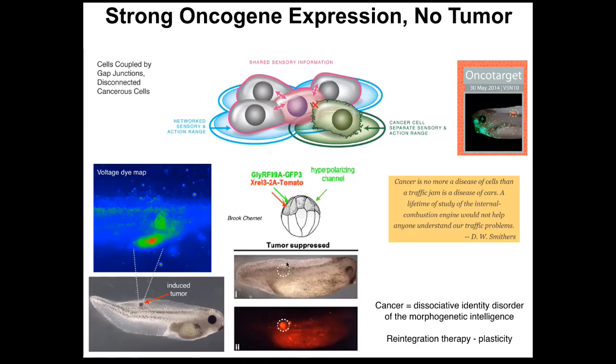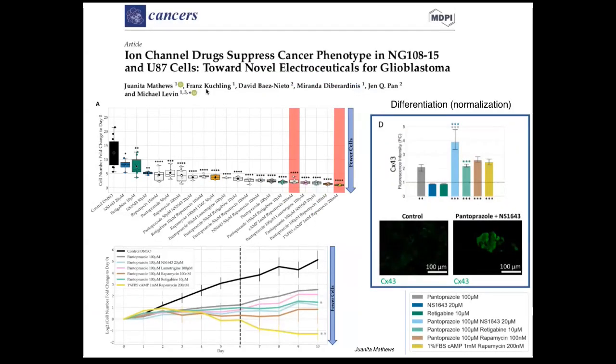And so we did all this in frog. We are now moving, as Juanita showed you yesterday, into humans, into mammalian cells and human cell spheroids. So this is some work that she had looking at ion channel drugs as electroceuticals to manipulate the phenotype in glioblastoma cells in vitro. And we're now moving into 3D culture, as she showed you yesterday.